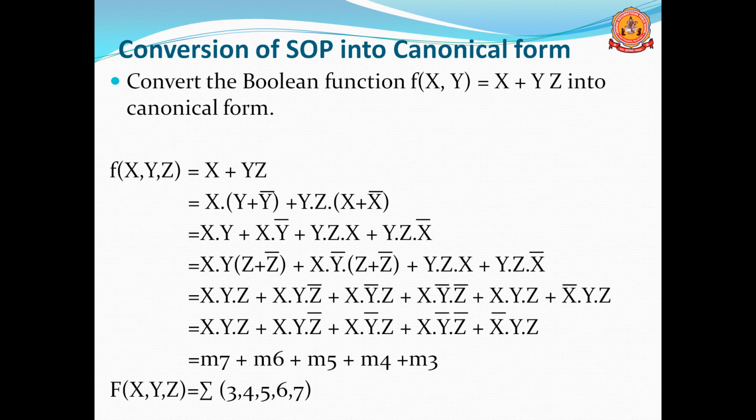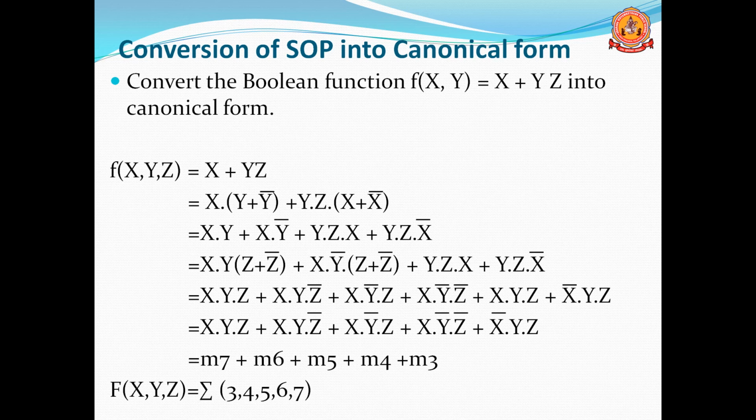In the first case y is missing, so multiply with y plus y dash, and xz. In the second term x is missing, so multiply with x plus x dash. So it will be x dot y plus x dot y dash plus yz dot x plus yz dot x dash. If you take the first two terms, again z is missing. In the third and fourth lines, once again z is missing, so I multiplied with z plus z dash: x dot y dot z plus z dash plus x dot y dash dot z plus z dash.